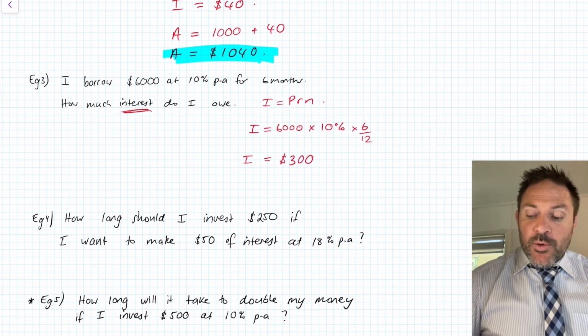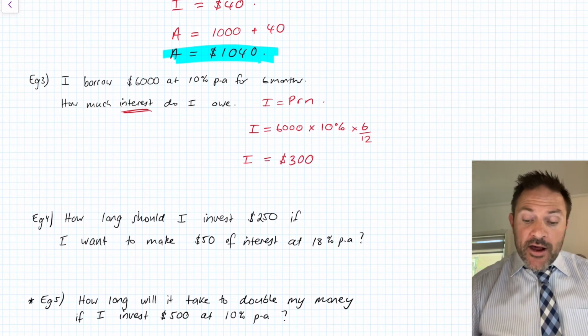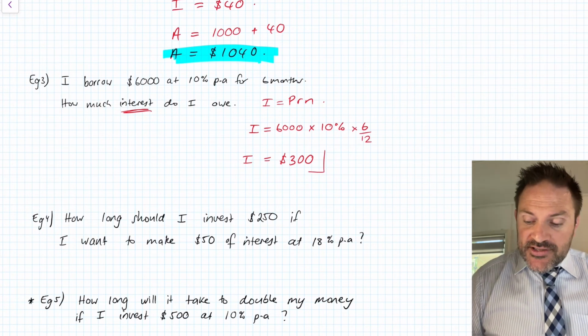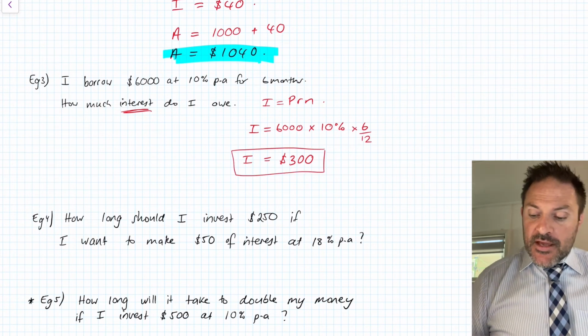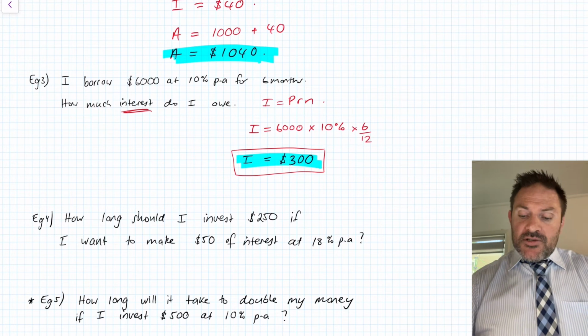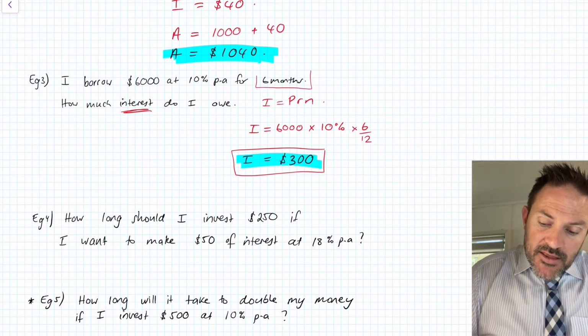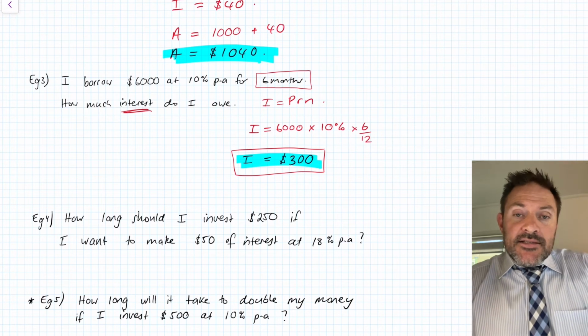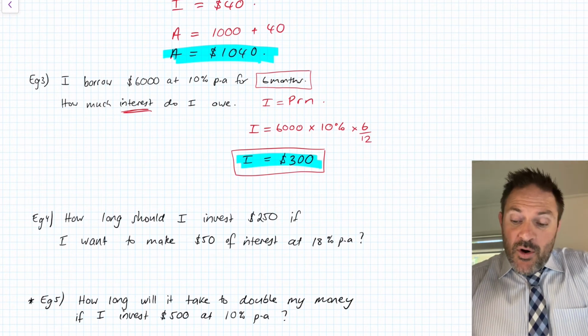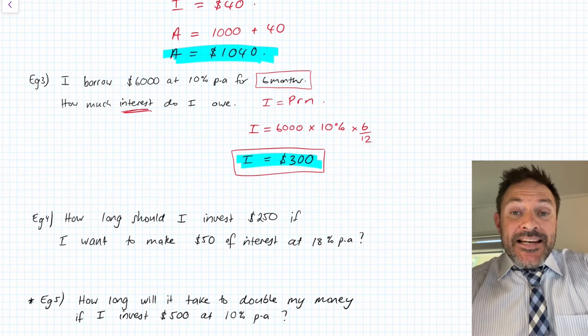I'm going to go back to my question. Did it want the interest or the final amount? It wants the interest. Therefore, that is my answer. Now, there is another way to do that question as well. You'll notice that I turned the end value into years. If I wanted to, I could actually do the same question, but I could turn the interest rate into months.